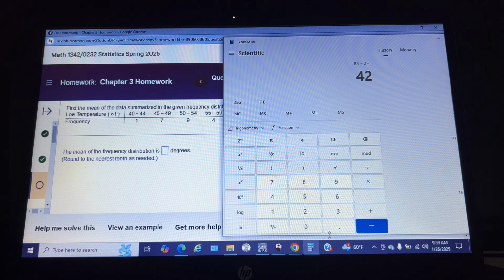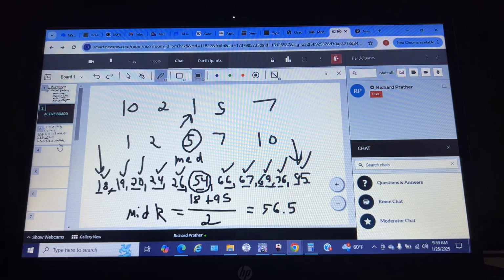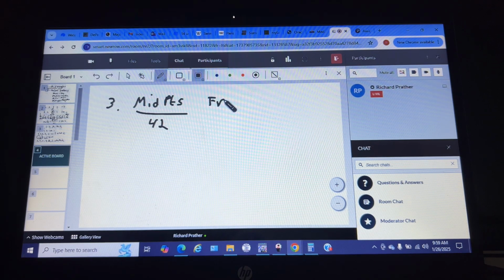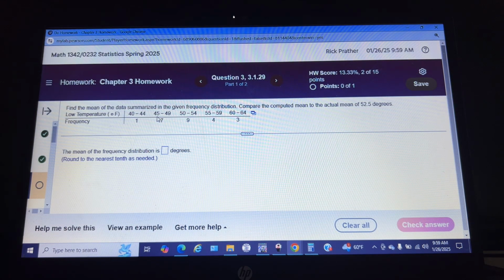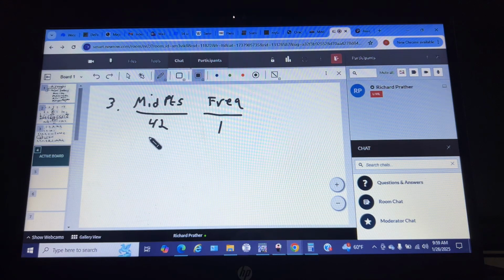So basically what we're going to do is make a chart here. This is problem number 3. I'm going to put midpoints in one column. The midpoint of the first interval is 42, and then you're going to still keep the frequency here. There was one of those. There are 7 numbers between 45 and 49, so if you do 45 plus 49 divided by 2, that's 47, because they're 4 away from each other, so if you go 2 away from the lower, 2 away from the higher, you'll hit the same number. So 47 has 7 of those.